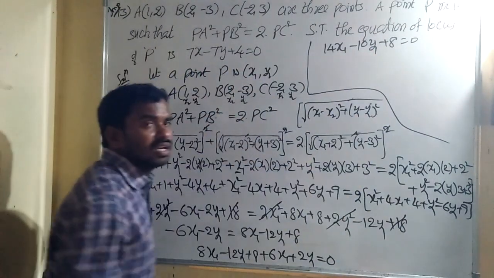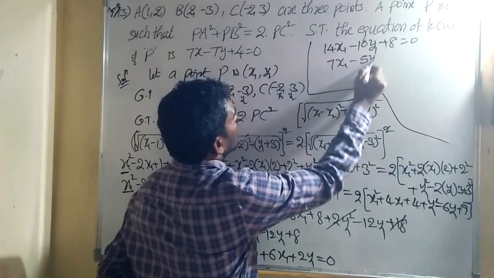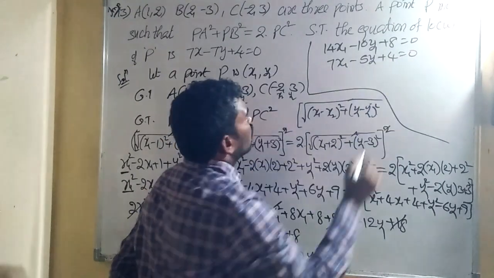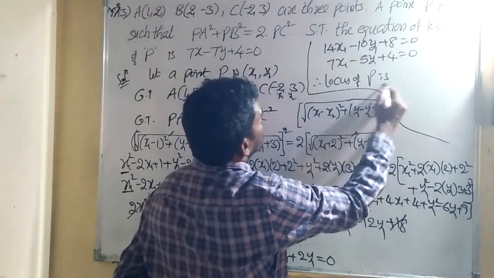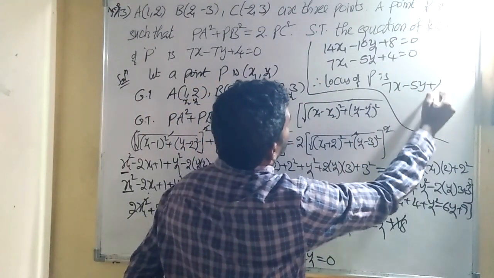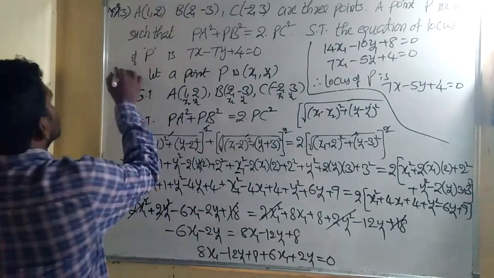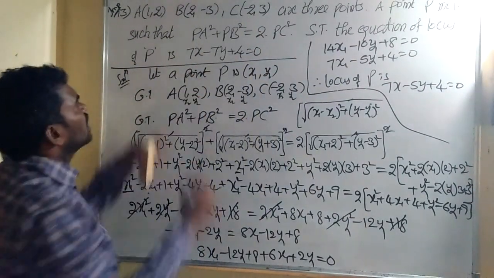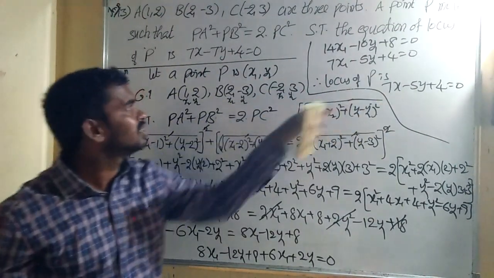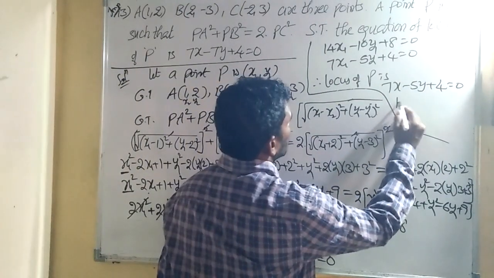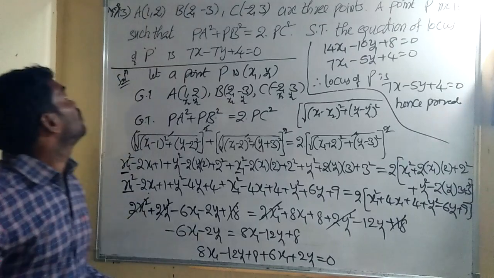Is anything common? Yes, very good. 2 is common. So in 2 table: 2 7 ja 14, 2 5 ja 10, 2 4 ja 8. So finally, therefore, locus of point P is 7x minus 5y plus 4 equal 0. Got it? Yes. Okay na? This is the question: we have to prove the locus is 7x minus 5y plus 4 equal 0. Got it? Yes. Okay na? Therefore, hence true.